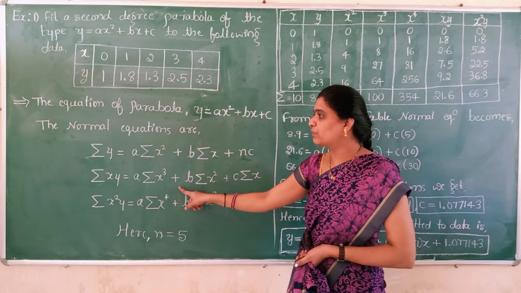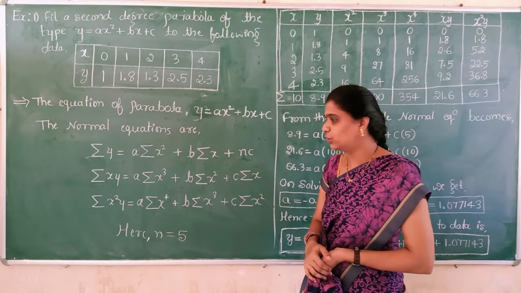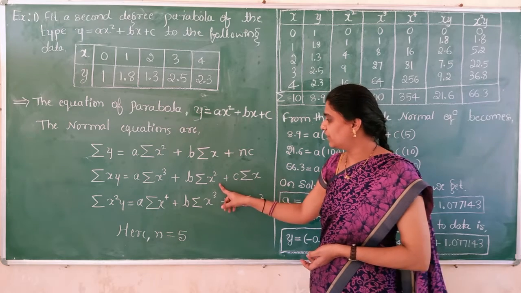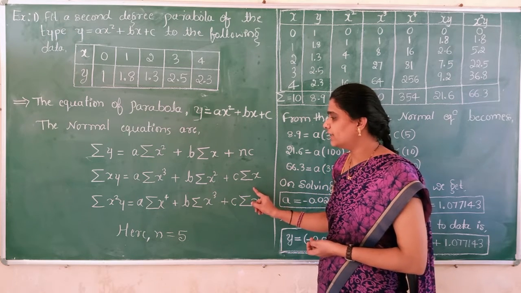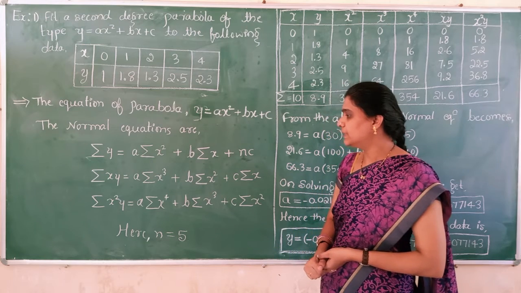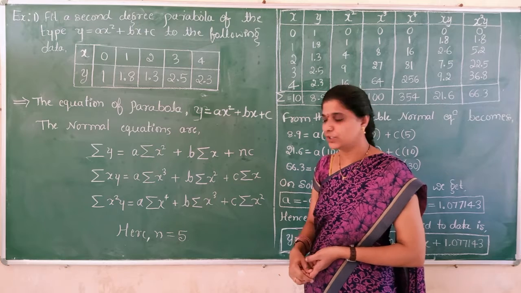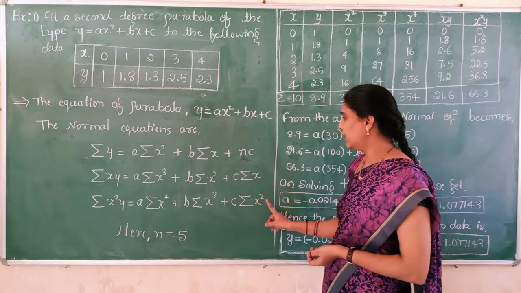The second normal equation is summation of xy is equal to a into sum of x cube plus b into sum of x square plus c into sum of x. And the third equation is sum of x square y is equal to a into sum of x to the power 4 plus b into sum of x cube plus c into sum of x square.